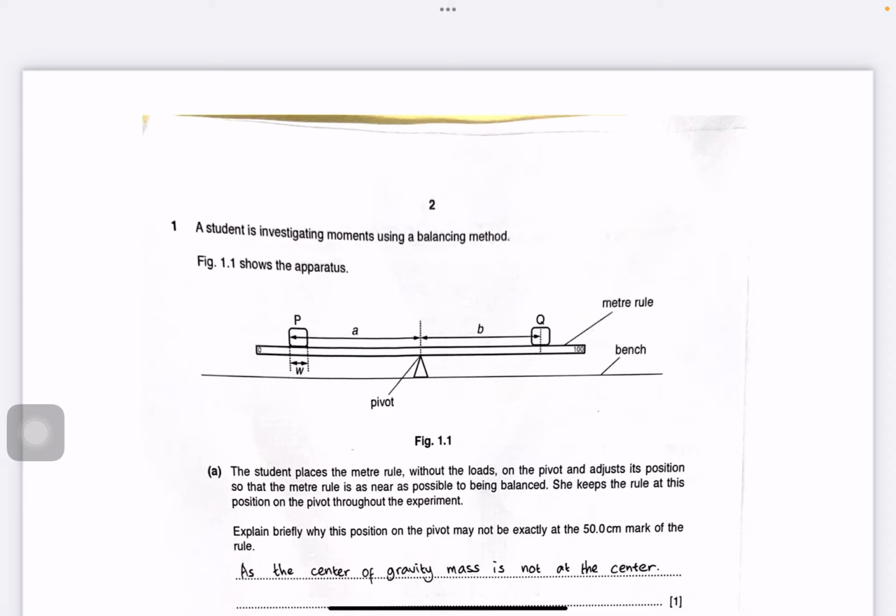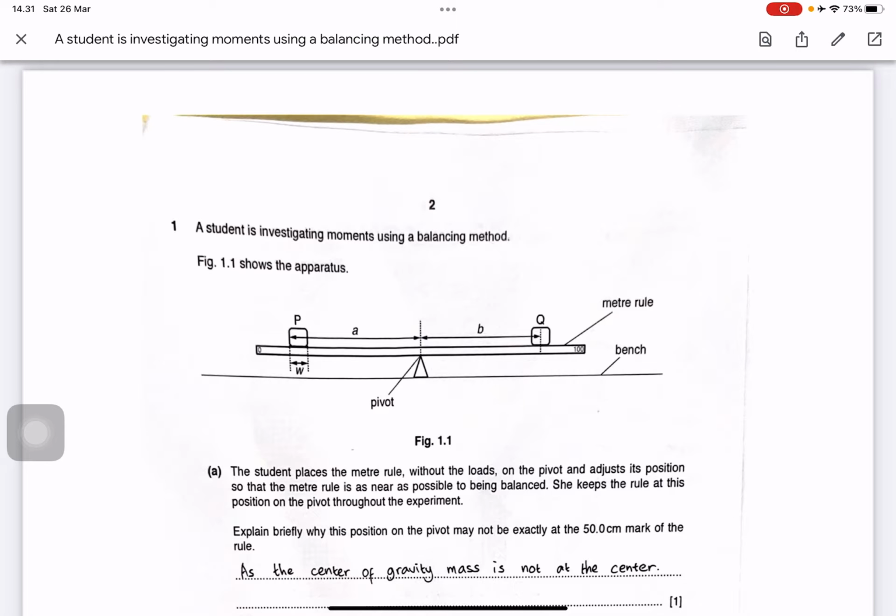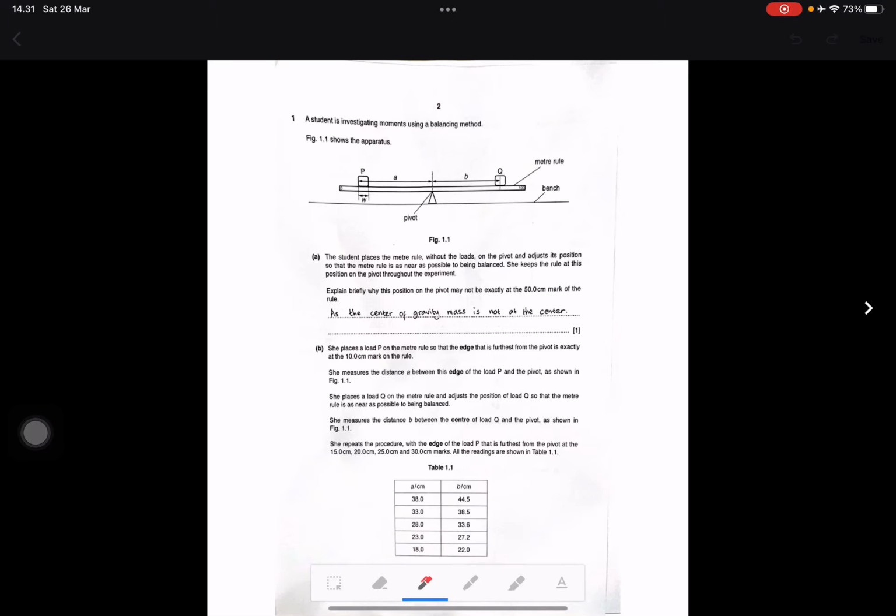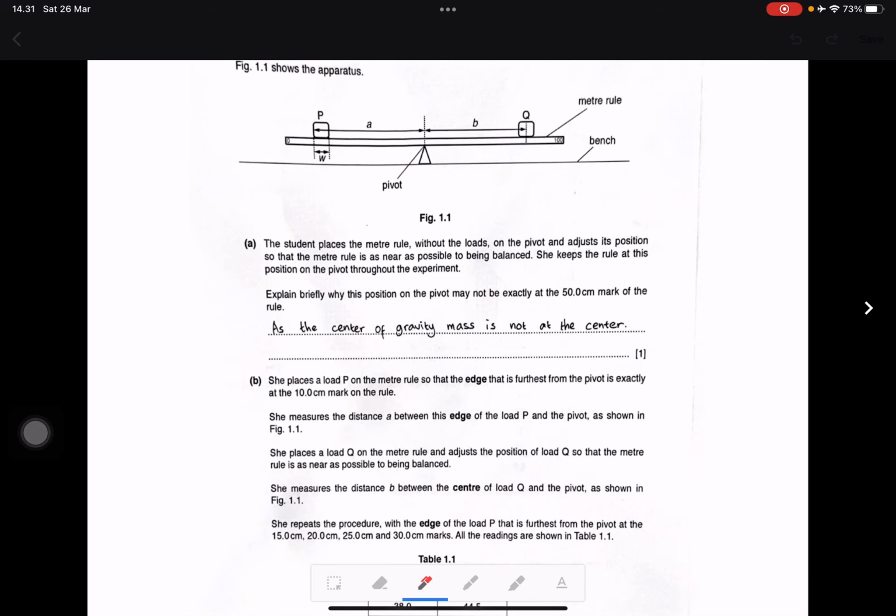IGCSE Physics paper 6. This is paper 6 from the year 2019, IGCSE Physics.